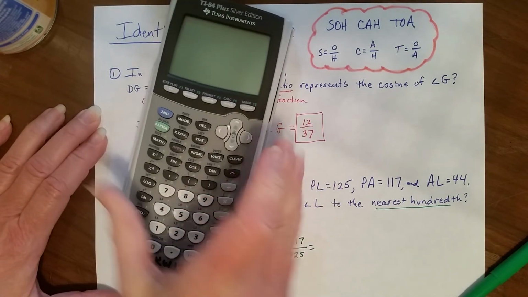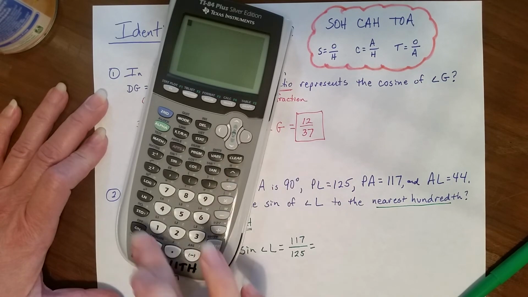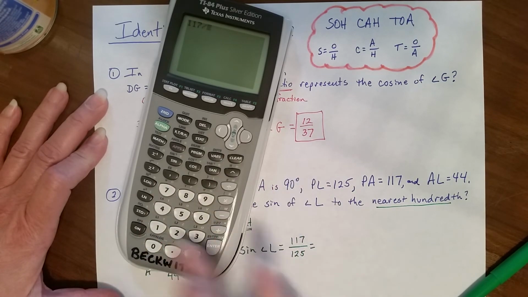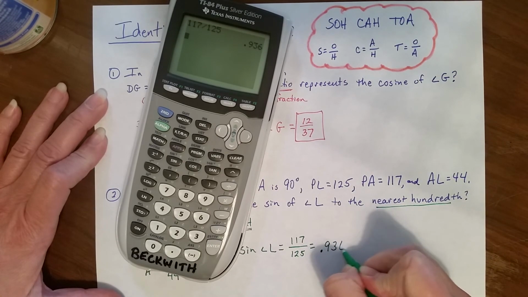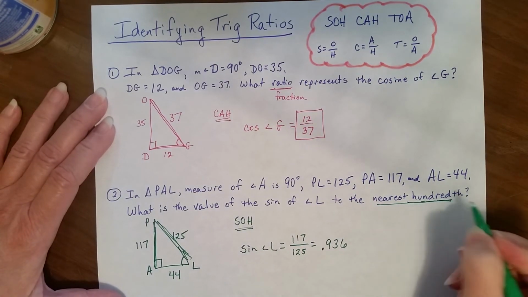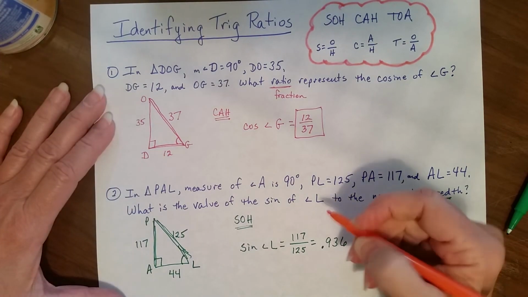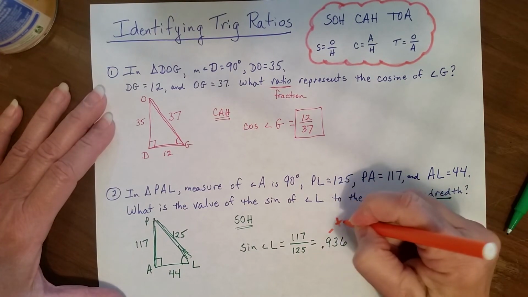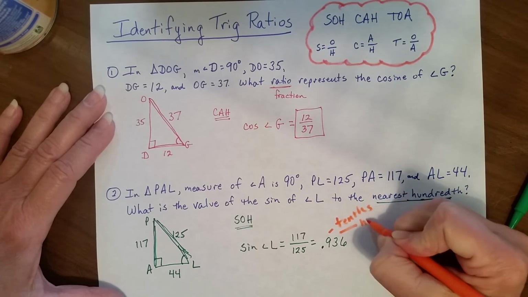So we'll pull out the calculator. Clear. 117 divided by 125. I get 0.936. Now they're asking for the nearest hundredth. Remember that this is tenths, and this is hundredths.